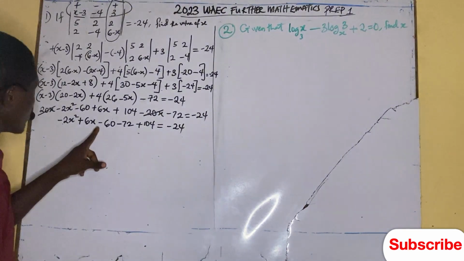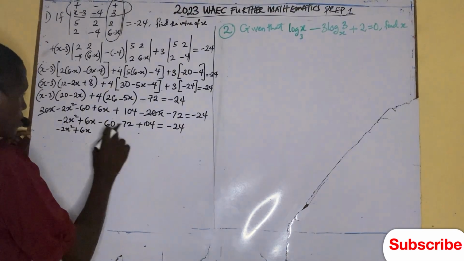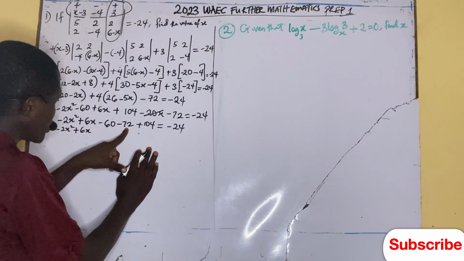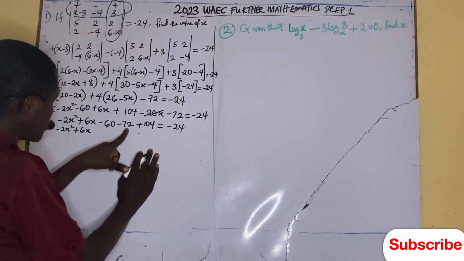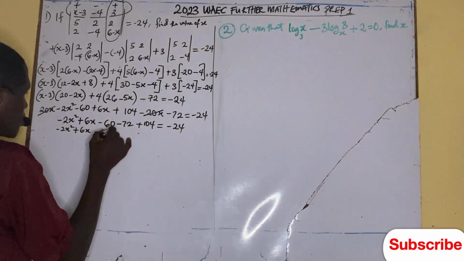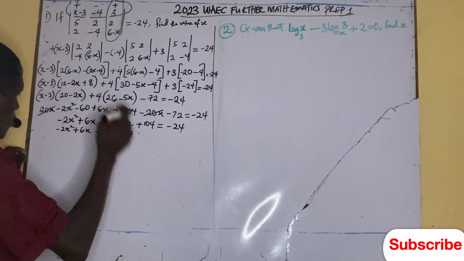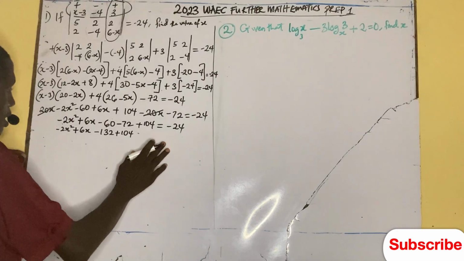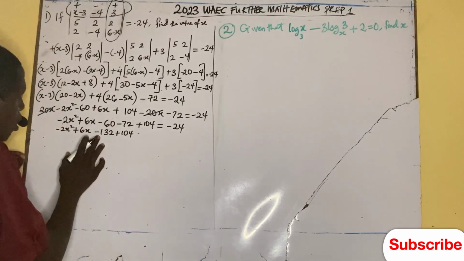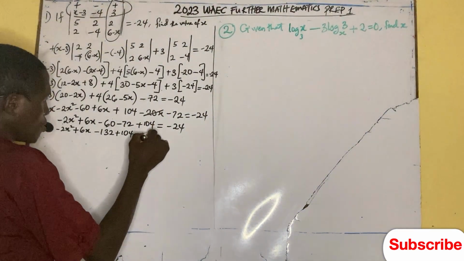So, we have what? Minus 2x squared plus 6x. I want us to settle this number first. Minus 60 minus 72 will give us minus 132. So we have minus 132 plus 104. Then, should we bring this one in, or we take this to the other side? Don't worry, I'm looking at this minus, I'm going to take it to the other side. So, minus 132 plus 104 equal to minus 24.